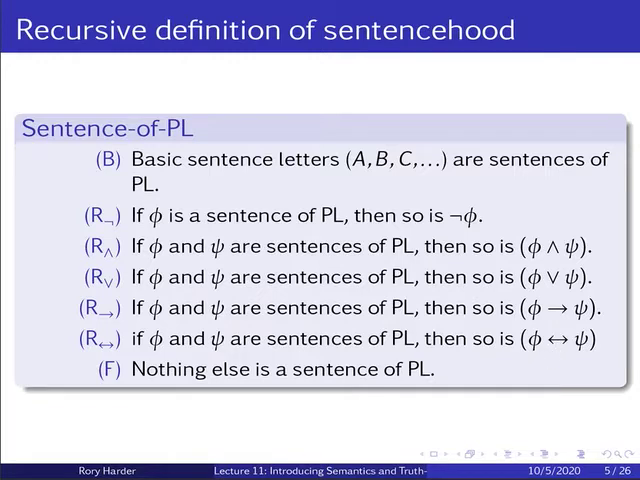So hopefully this is all a review, and this is our kind of precise way of understanding what it means for something to be a sentence of our propositional logic. What it means for something to be a sentence of our propositional logic is for it to be built up by a series of steps of applying these rules, where you start with basic sentence letters, and then you construct more complex ones using the connectives.